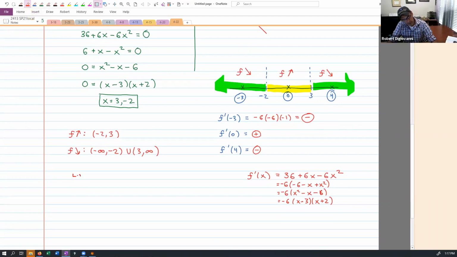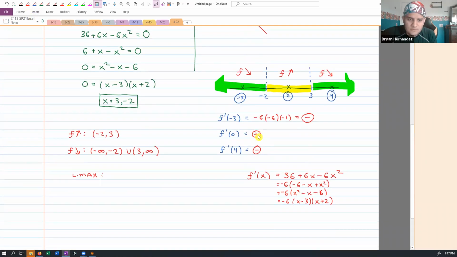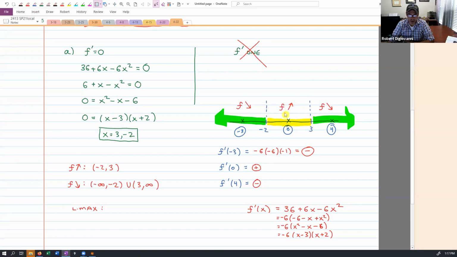All right, how about local max? Do we have a local max? Where is it at? I want to know what's the x coordinate where the local maximum occurs. Just 3, right? Because at 3, the derivative goes from positive to negative, so the function goes up and then back down. So I must have a local max at x equals 3. That's where we have a local max.